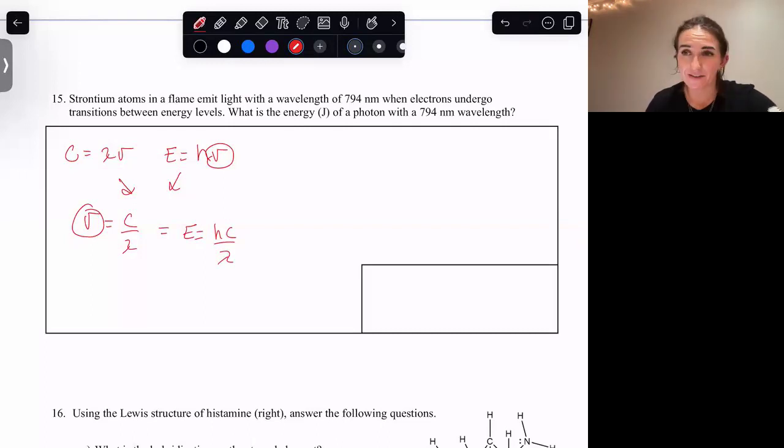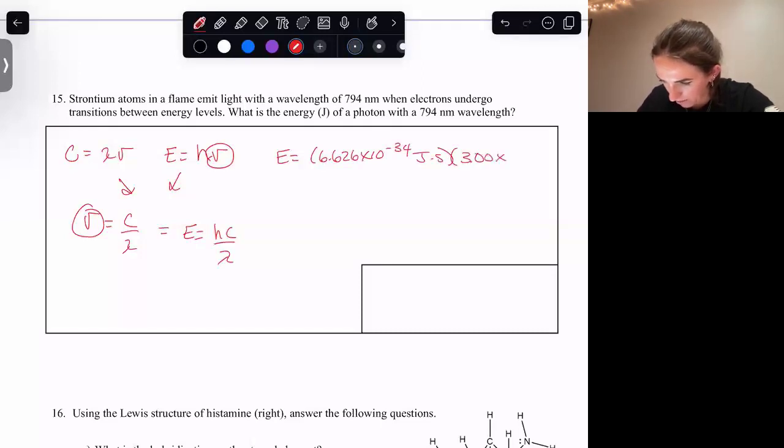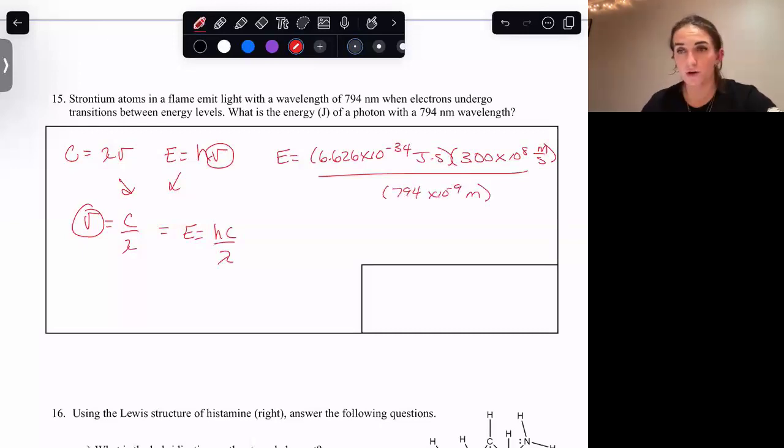And you're actually given everything from the question to plug into this equation. You're solving for energy, which is in joules. You're given this constant. You're given the speed of light. And you're given your nanometers, which if you convert that would be times 10 to the -9 meters. Then you can just solve directly for that.